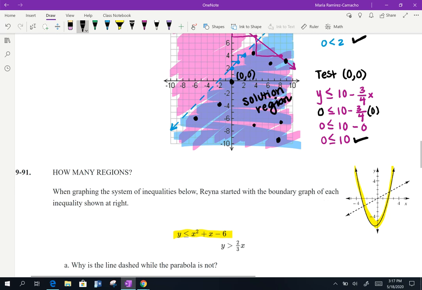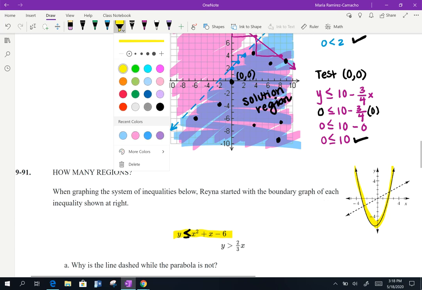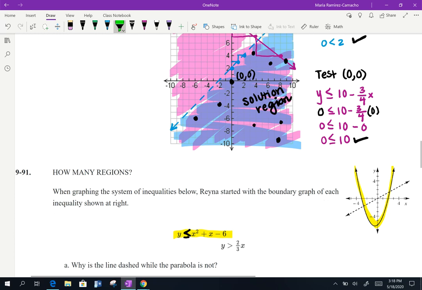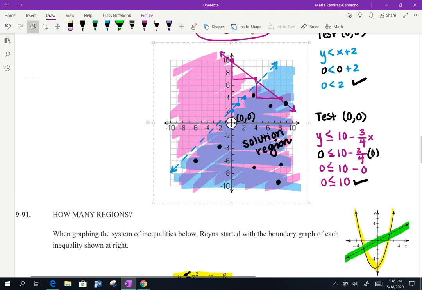And then here is the, I apologize, my Microsoft stylus is really lagging. But this is the line that goes with that inequality, and it's a dashed line because it's only greater than. And it looks like I already answered part A. Why is the line dashed while the parabola is not?